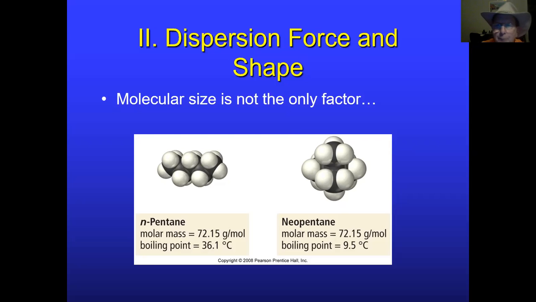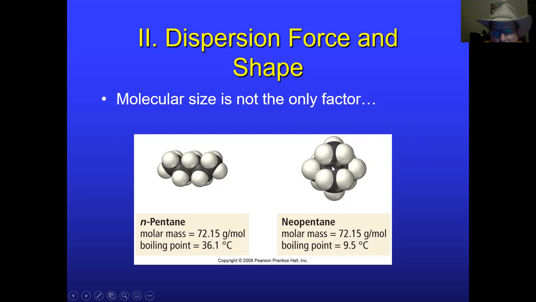Neopentane has 3 carbons, one sticking up, one sticking down. Which one do you think you could pack closer? Do you think you can pack pentane closer or neopentane? Pentane. So therefore, if you can pack them closer, they have a stronger intermolecular force. If they have a stronger intermolecular force, it's going to take a higher temperature to boil them.